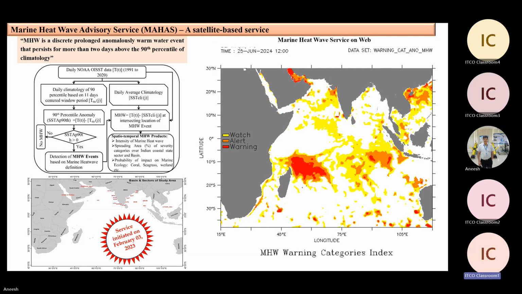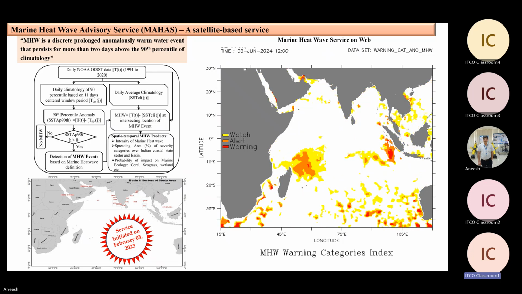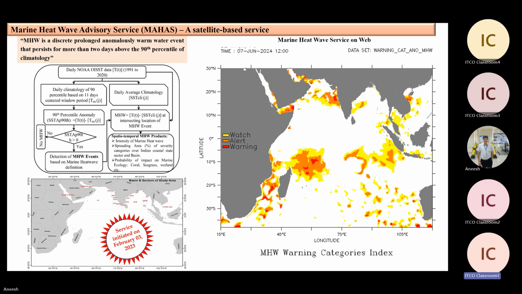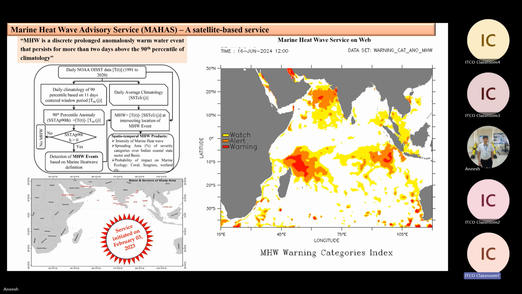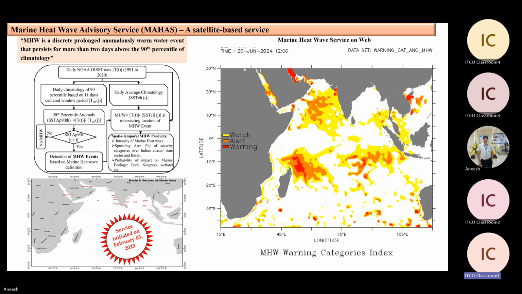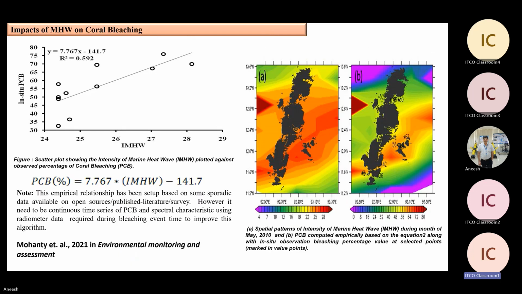Apart from that, the marine heat wave. So marine heat wave is a discrete or prolonged anomalous warm water event, which persists for more than 2 days, above the 90th percentile of climatology. So that is the definition of marine heat waves. These marine heat waves are also generated using the daily sea surface temperature. We take it from different satellites, we calculate it and we provide it on a daily basis. And we also do the assessment of this marine heat wave on the corals.